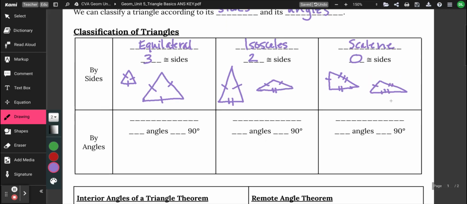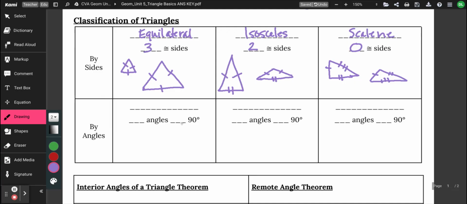Okay? When we classify by angles, we're looking at the three angles on the inside. So if all three of our angles are less than 90 degrees, we know that we have an acute triangle. That might look something like this, or it could look like this. Okay, all three angles are less than 90 degrees.